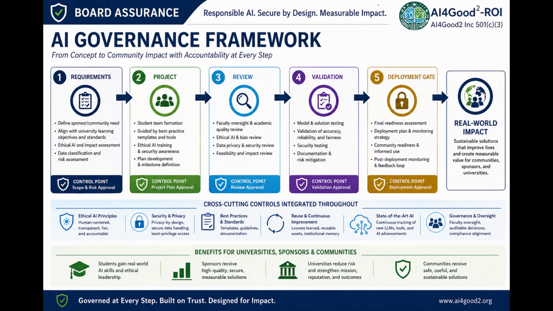Next is validation. This stage is handled primarily by AI4Good Squared. Projects that demonstrate strong potential are further developed, tested, and evaluated beyond the student's scope, unless the student is offered and accepts a paid fellowship. This includes technical validation, performance evaluation, and, where applicable, model assessment. Security considerations, reliability, and documentation are addressed here.